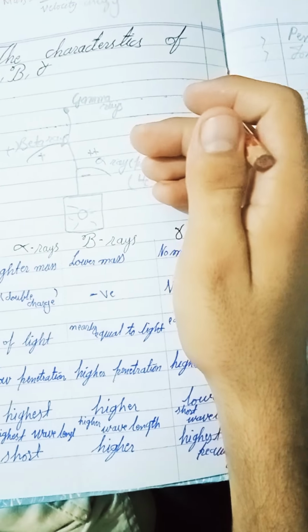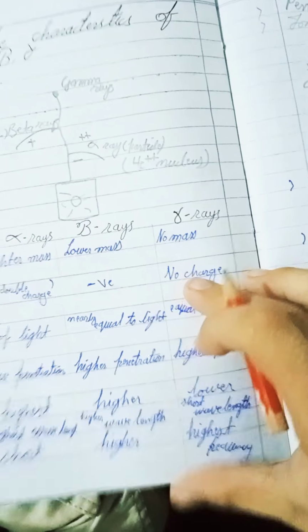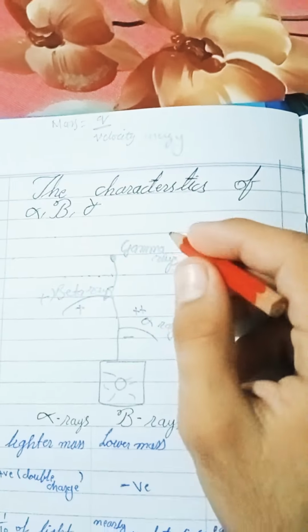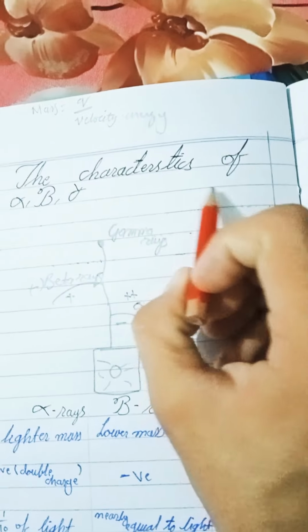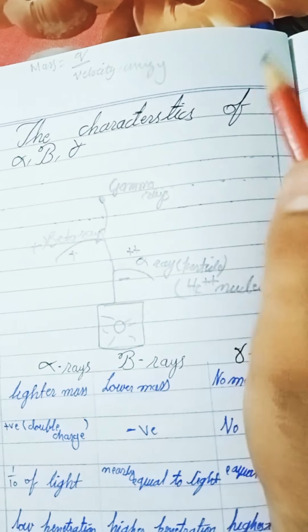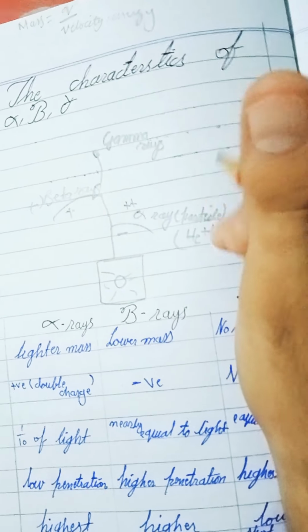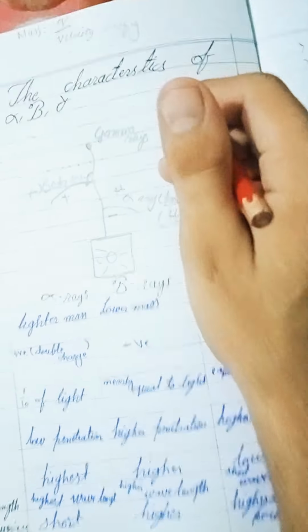So in the previous lecture, we studied radioactive elements or radioactive rays. Now we'll be studying the characteristics of alpha, beta, and gamma, which we discovered in the previous video. Now we'll be discussing their characteristics.